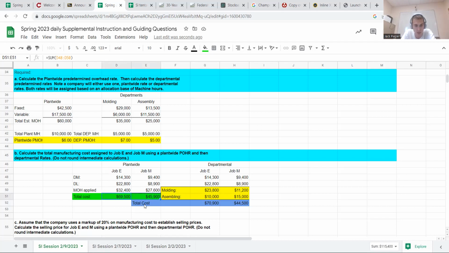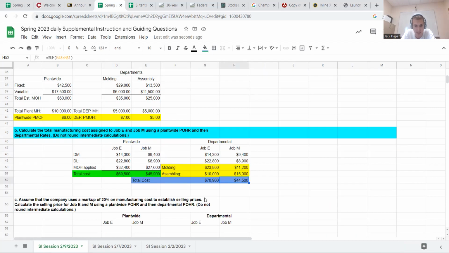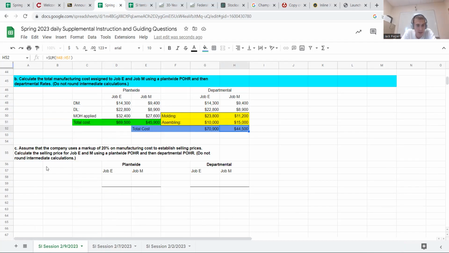This is just the general predetermined overhead rate based on the aggregate or the average. And then this is more specific to the job and the departments. All right, they use a markup of 20% to establish selling prices.